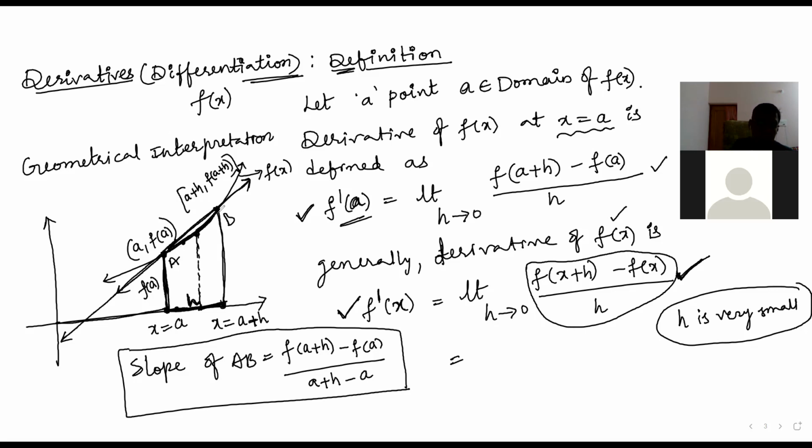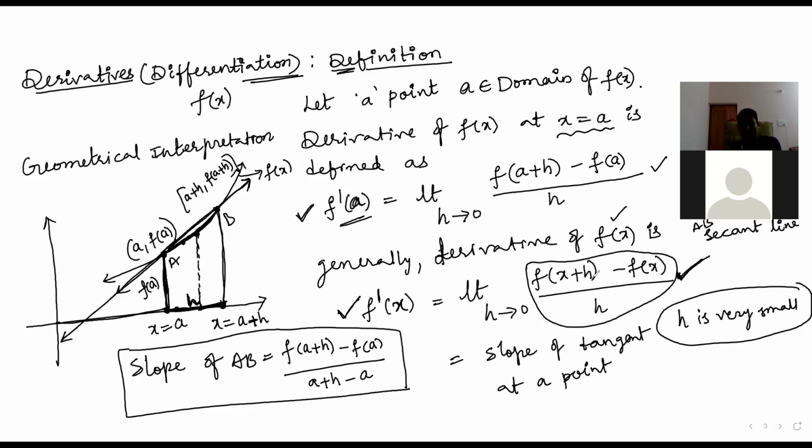As h is tending to 0, the secant line AB becomes the tangent, so this becomes the slope of the tangent at a point. In this case, this is going to be the slope of the tangent at x equal to a. So that is the geometrical interpretation.